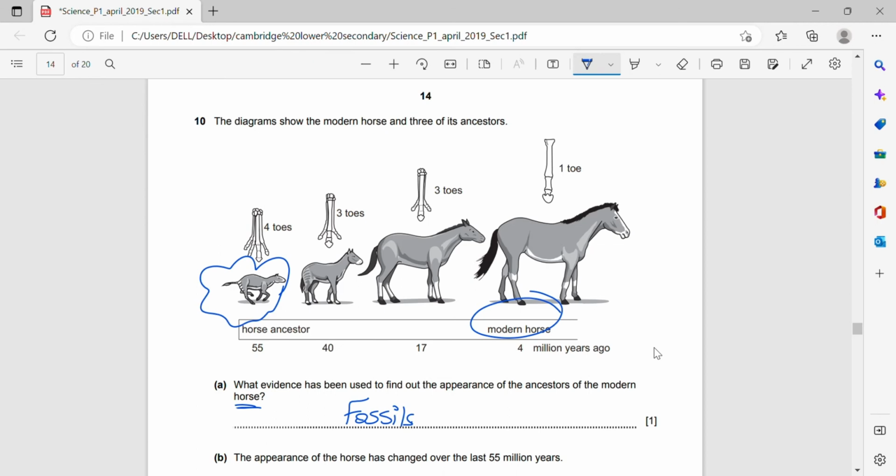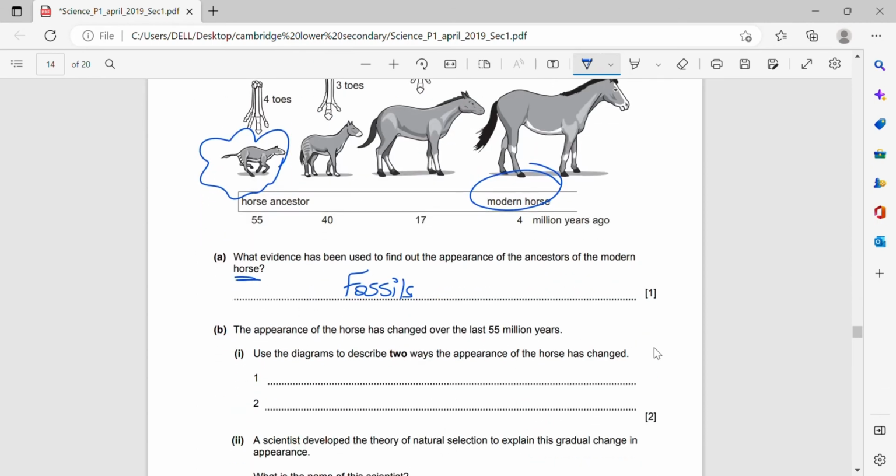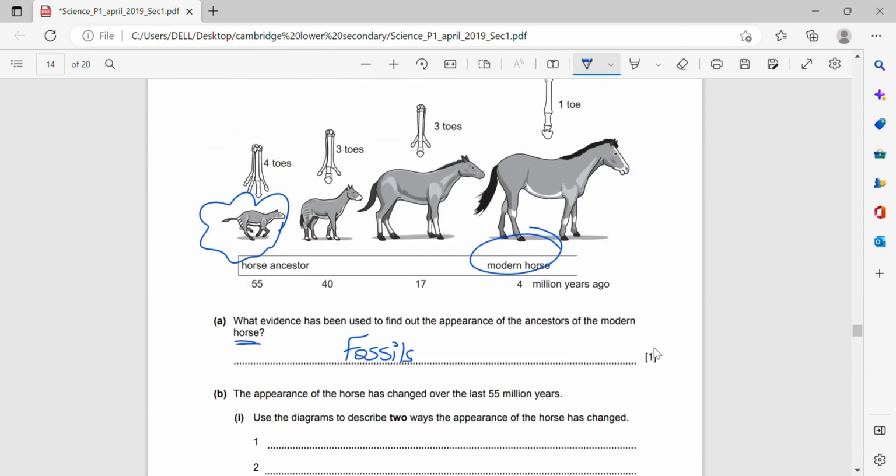Question B. The appearance of the horse has changed over the last 55 million years. Use the diagrams to describe two ways the appearance of the horse has changed. Let's look at the diagram and see how the appearance has changed. I want 2 points to write to show there is a difference.